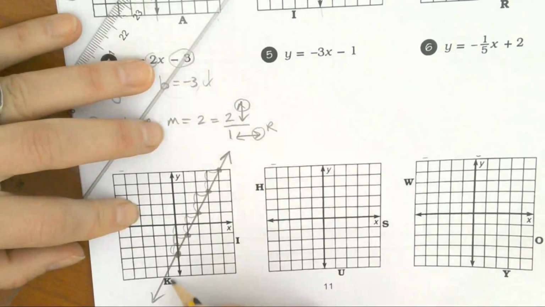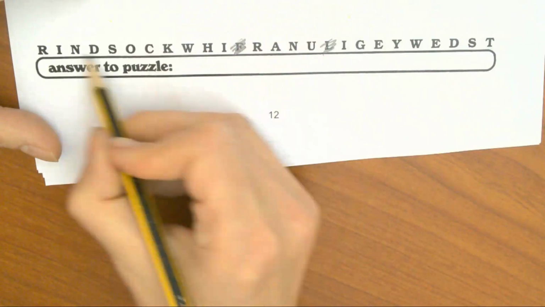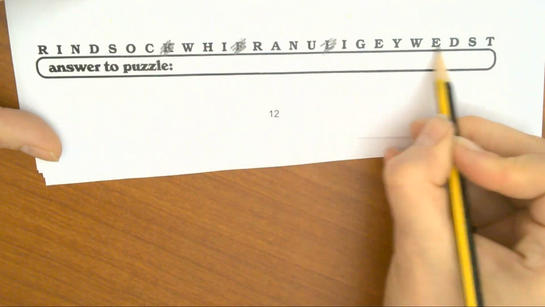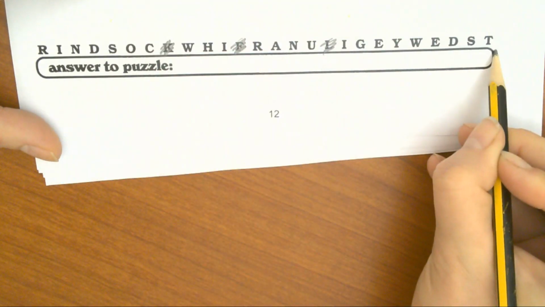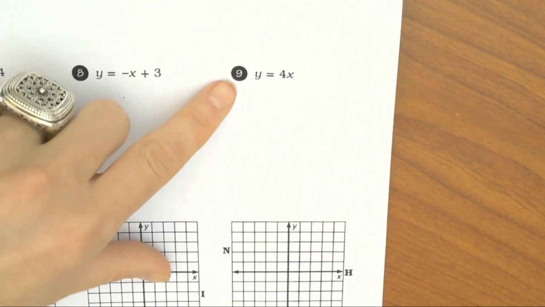Now I have to cross out all the K's on the other side of the page. K, only one K. Okay, so let's do question number 9 here.